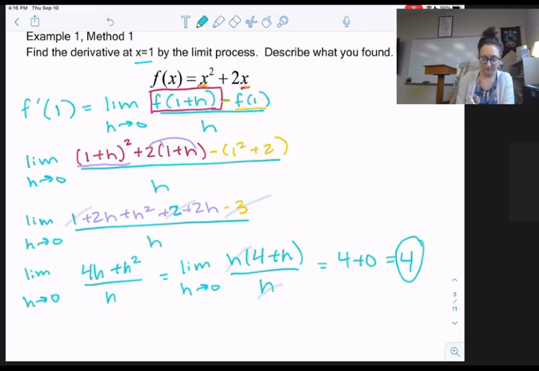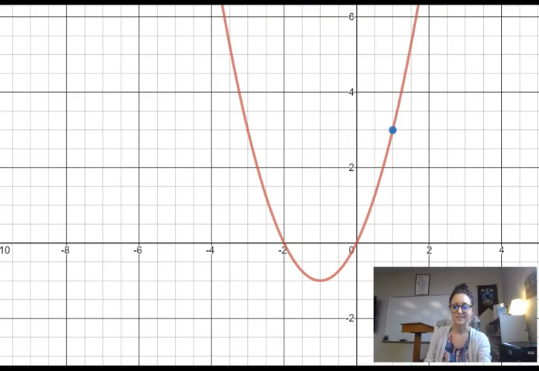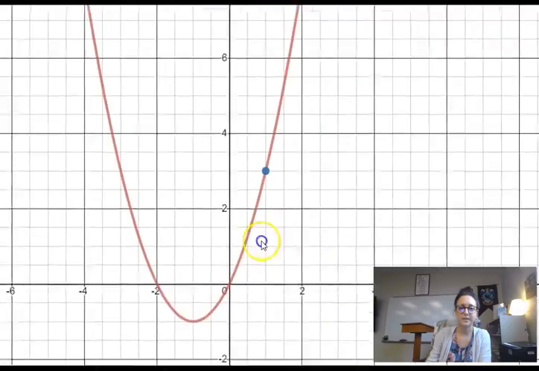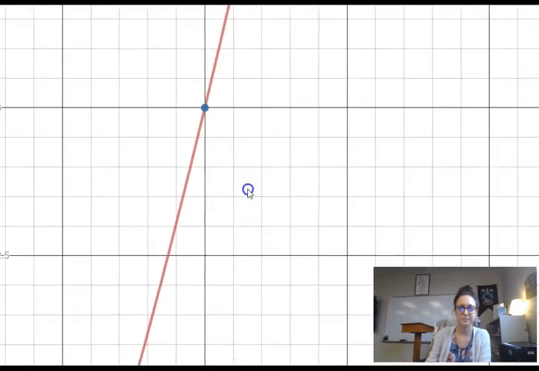What did we just find? Well, we found the slope of the tangent line of f of x, that parabola, at x equals 1. So what exactly is the slope of the tangent line? I have our parabola graphed here. This is our y equals x squared plus 2x, and I've got the x equals 1 indicated. Would you say that this function is differentiable? Sure is, it's continuous and smooth, right? So if I take that blue dot, let's start zooming in on that blue dot till we get what looks linear.